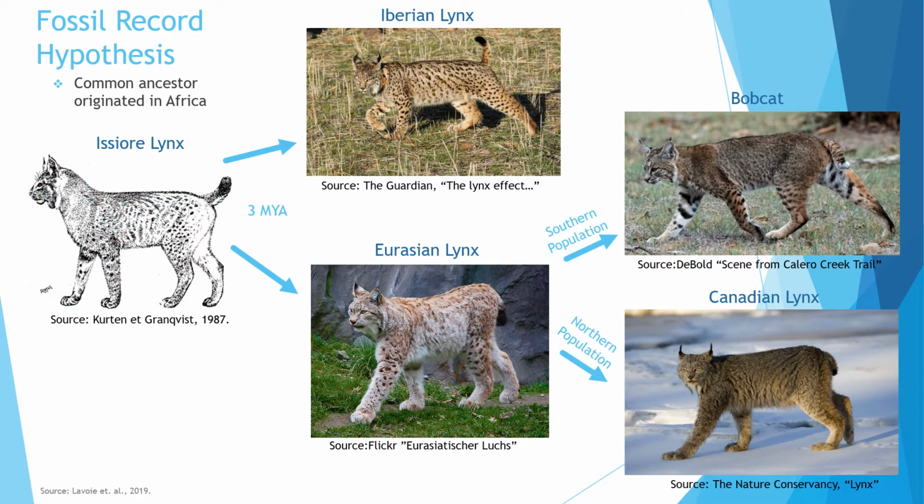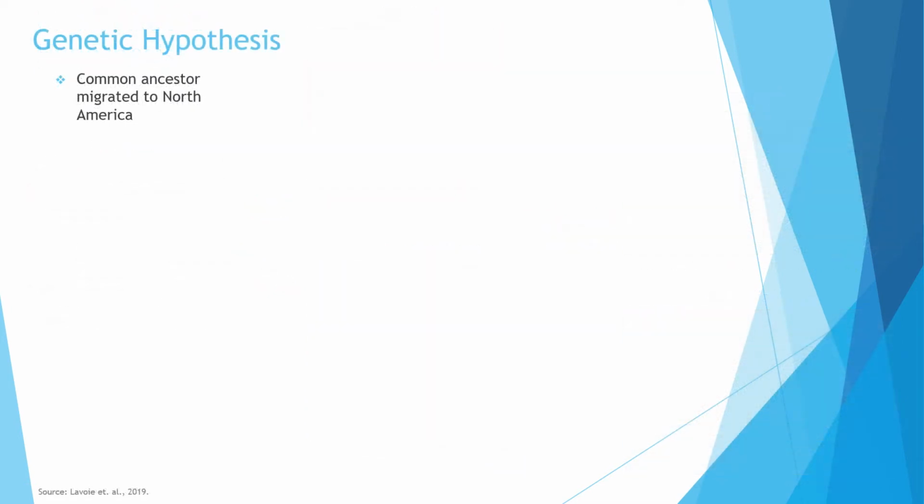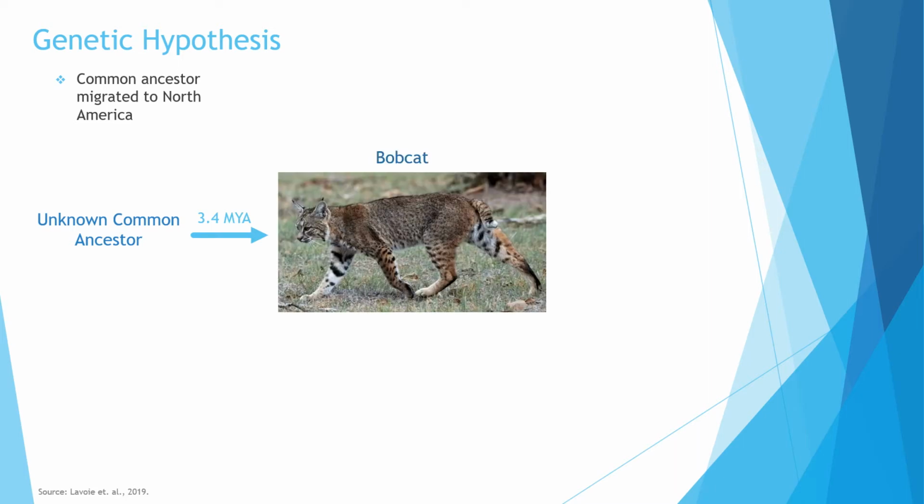Next, we will go more in depth about the genetic hypothesis. The genetic hypothesis begins with an unknown common ancestor that traveled to North America 8.5 to 8 million years ago using a land bridge. 3.4 million years ago, this unknown common ancestor gave rise to the bobcat.